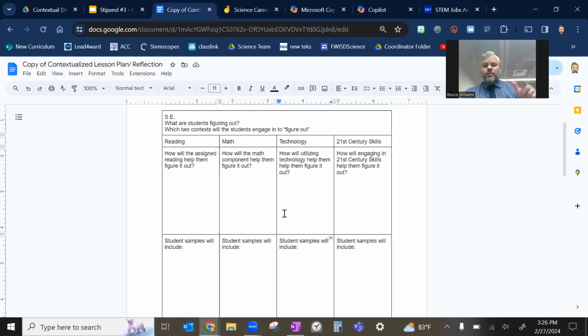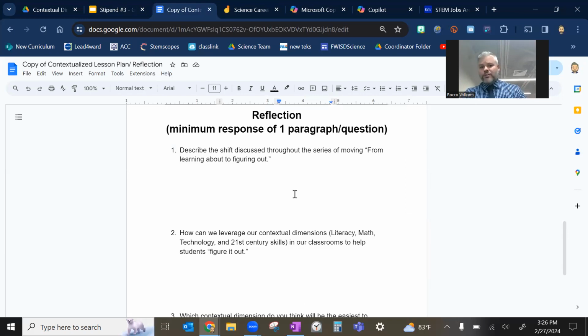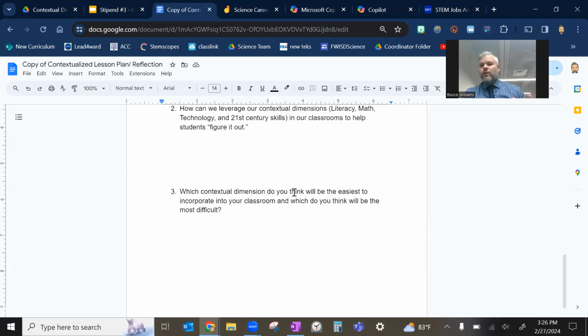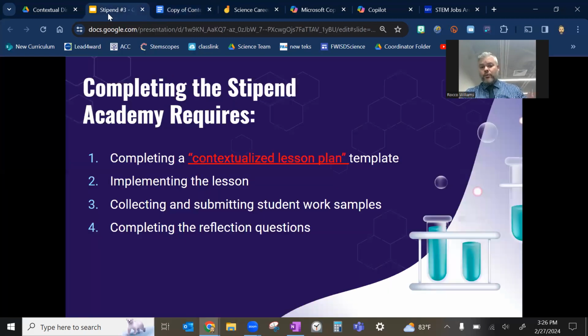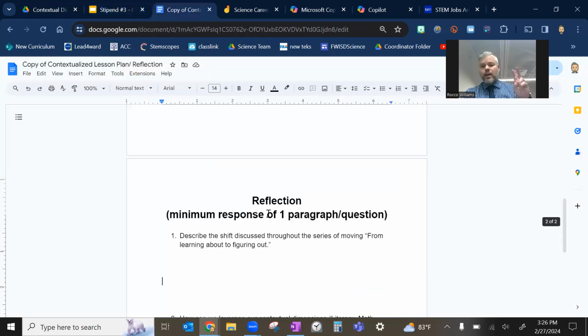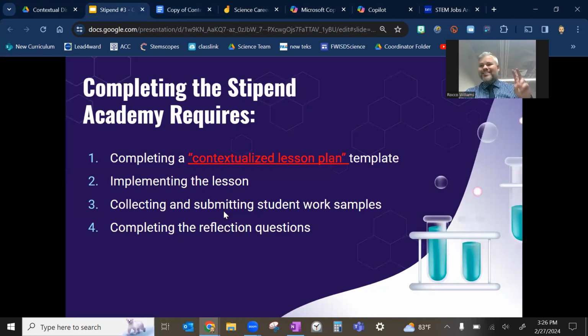And then in this document, if you scroll down, there is a reflection. So I'm going to have you just reflect on all that we've learned and talked about throughout this whole entire year. And that is what you will turn in. So to recap, in Canvas, I'll make the assignment soon, but what you will end up submitting is this Google Doc, which has your lesson plan and your reflection. And then you will upload at least 3 student samples. So 6 total student samples, 3 samples for one of the contextual dimensions and 3 samples of the other. And that is it, right.